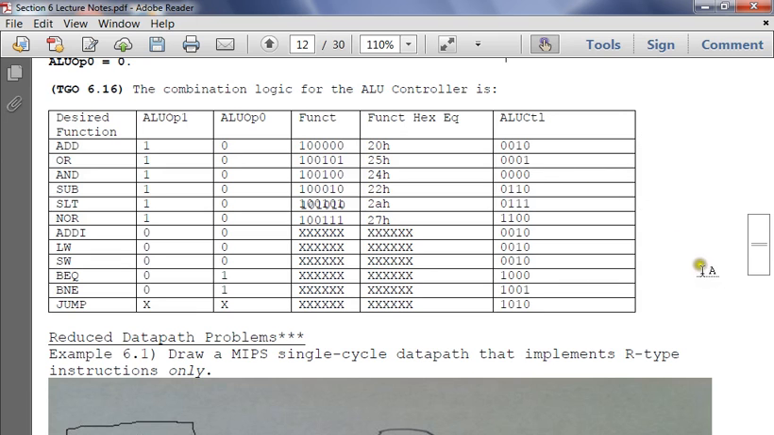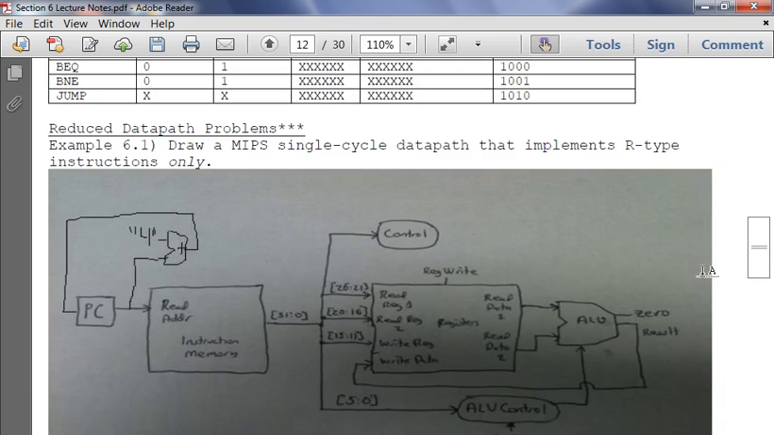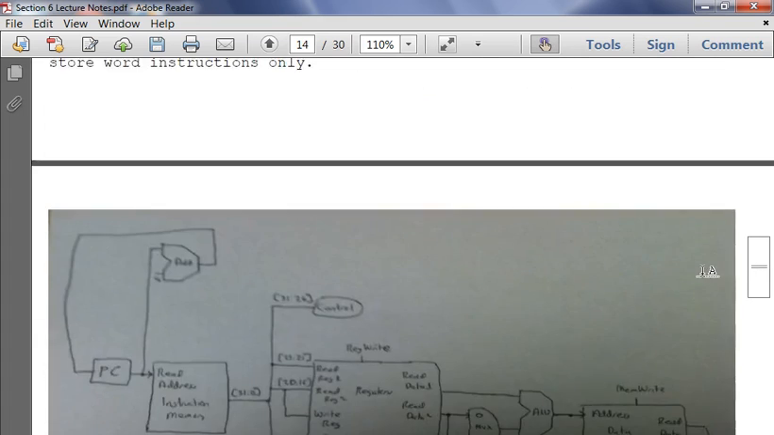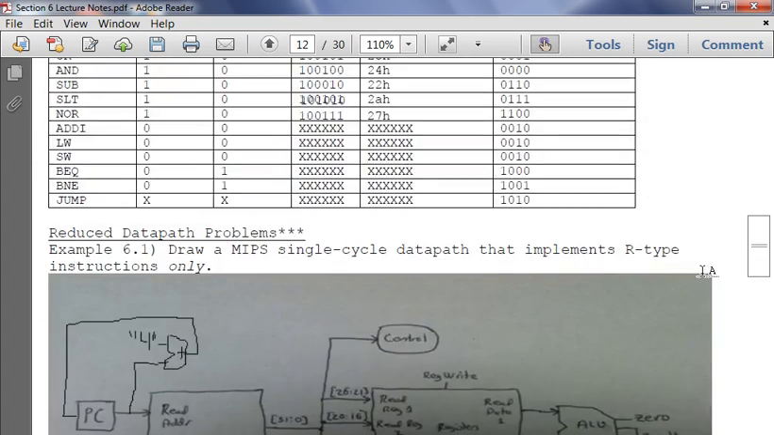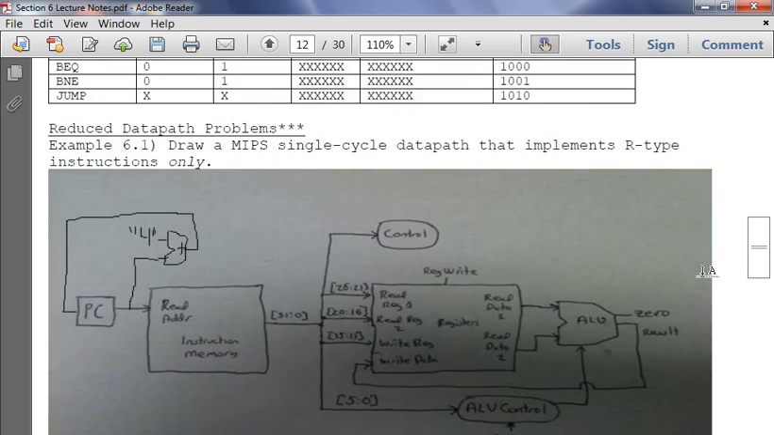So the last thing we're going to do is go over one of these. I have four examples listed here, and we're going to spend the next class going into the other three examples.